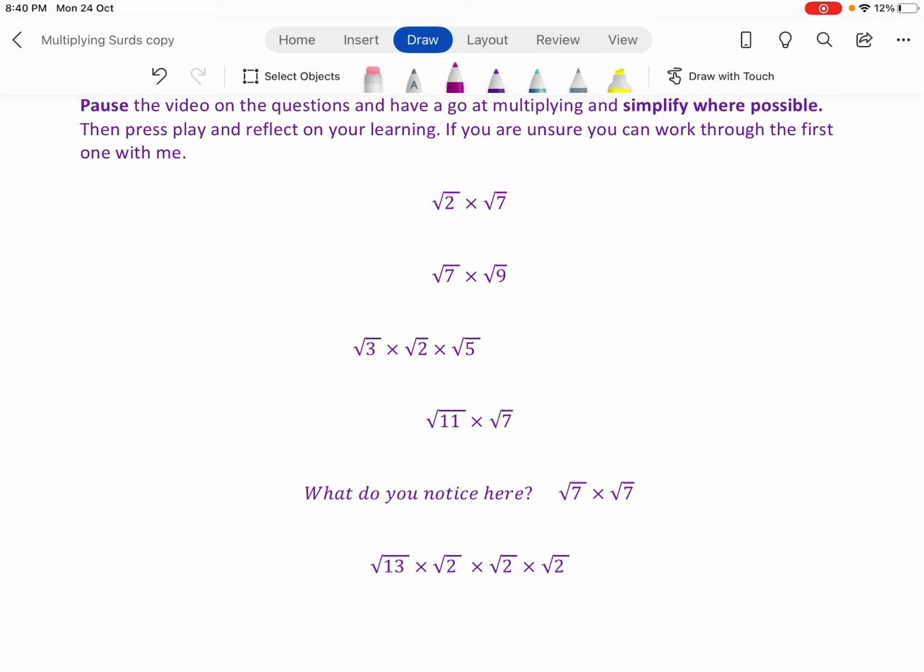For the first one, we're going to keep it as a square root. We get 2 times 7, which is 14. None of the square numbers go into 14, so we can simplify it as root 14.